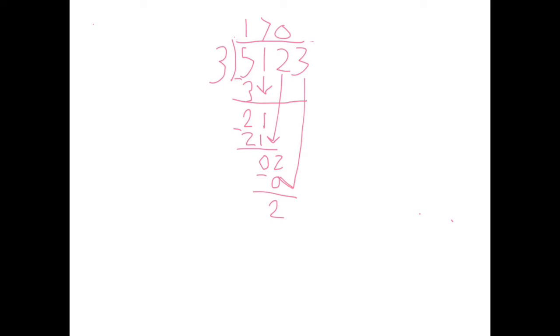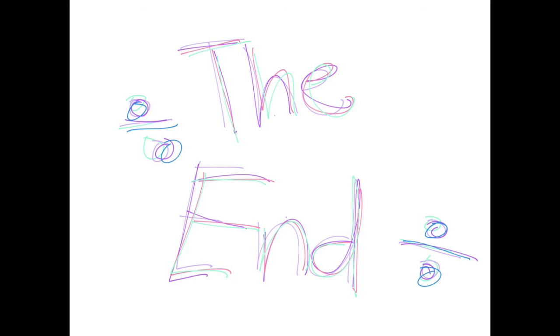Bring down the 3. And see how many times 3 can go into 23, which is 7. And 7 times 3 is 21. So 23 minus 21 is 2. Since there's nothing else, there's no other numbers to bring down, this is your remainder. So your answer should have been 1,707 remainder 2. To know how to divide quotients with intermediate zeros. The end.